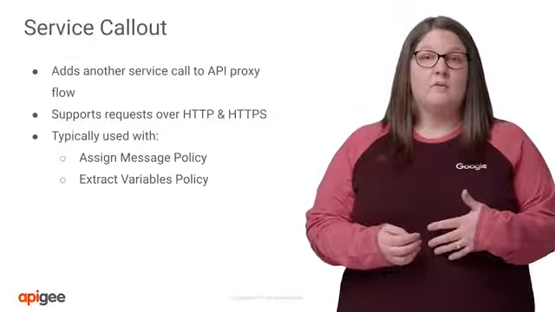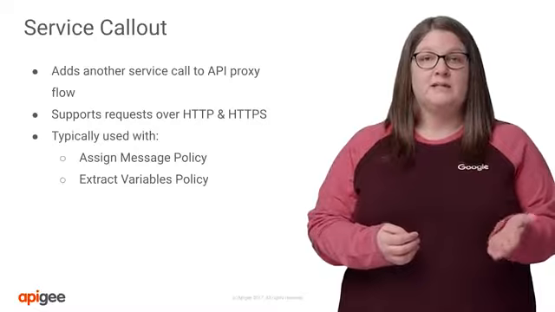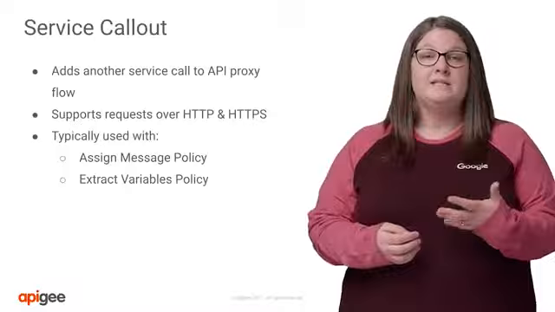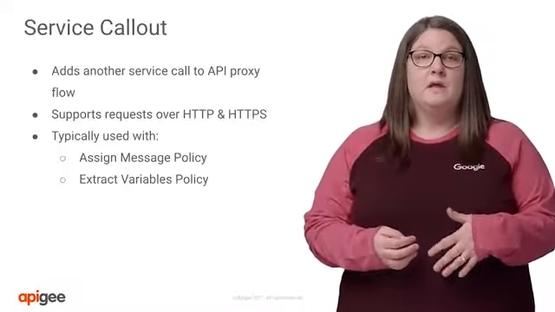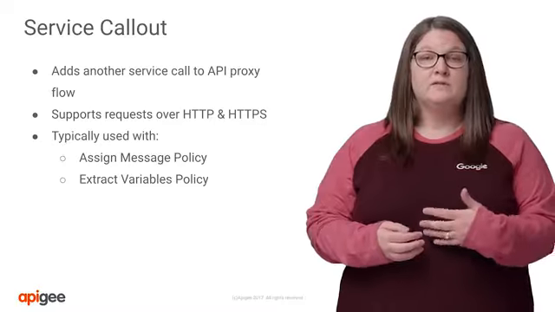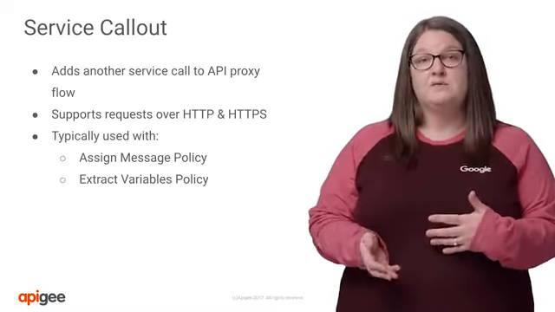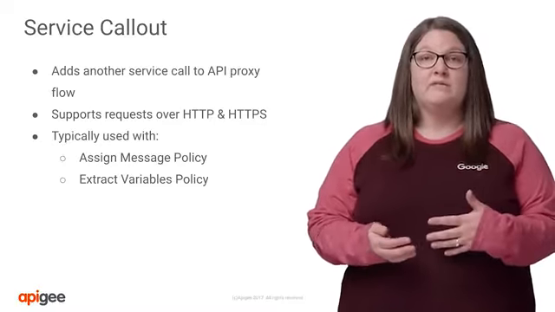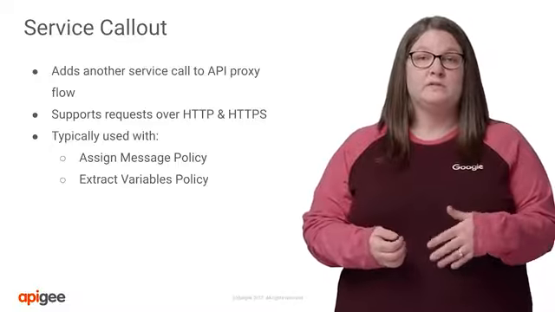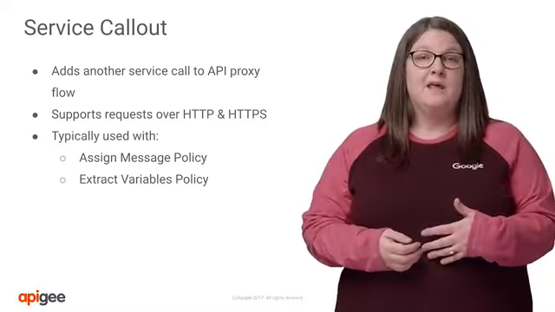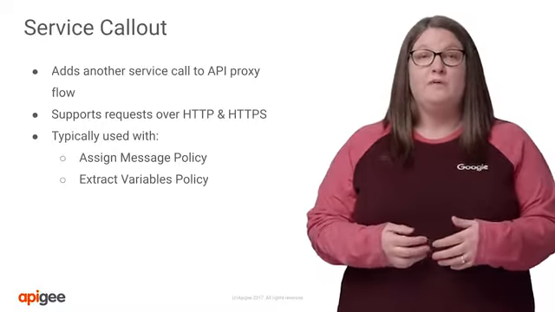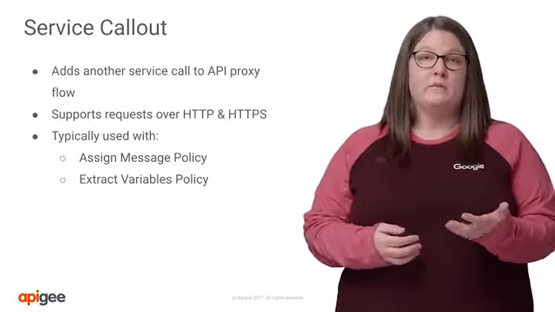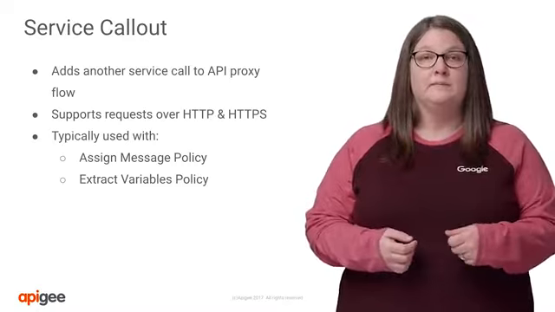The service callout will have request and response variables set and available to you in addition to and separate from the proxy request and response. You are also likely to combine the service callout policy with an assign message policy and/or an extract variables policy to transform the service callout request and response. In fact, the configuration within the service callout policy itself will feel familiar to you if you've been working with the assign message policy already.